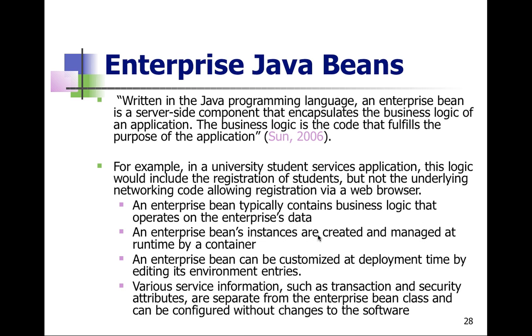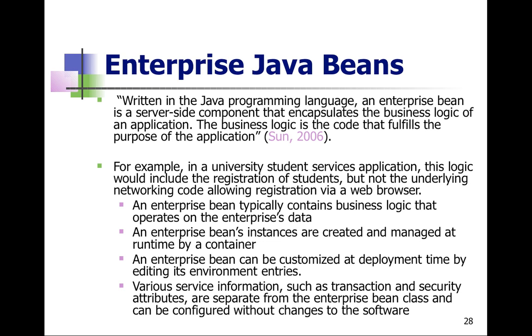So, okay, enterprise Java beans. We talked about them last time in terms of the different types of enterprise Java beans. We have entity beans, session beans. These are bean technologies for the purposes they are intended to serve. Enterprise beans are written in the Java programming language. An enterprise bean is a server-side component that encapsulates the business logic of the application. And the business logic is the code that fulfills the purpose of the application.